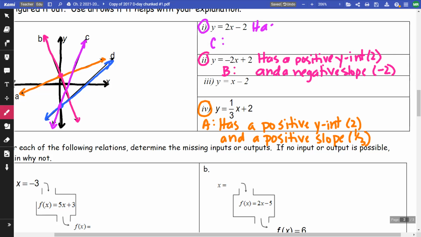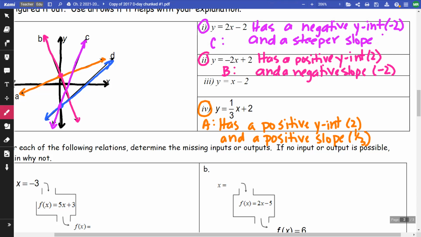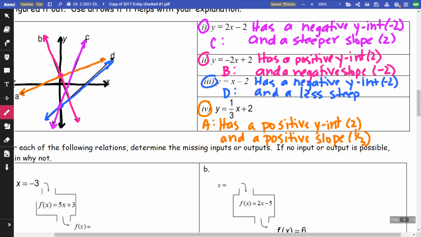And again, it has a negative y-intercept of -2 and a steeper slope compared to the other one. So the bigger the number for your slope, the steeper it is. So that means that this one here has to be D, and again has a negative y-intercept. Okay, and this y-intercept here in our equation is -2, and a less steep slope, and 1 is less steep than 2. So that's what you want to think about explaining when you do these problems.